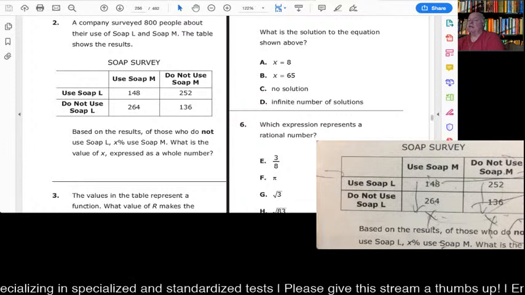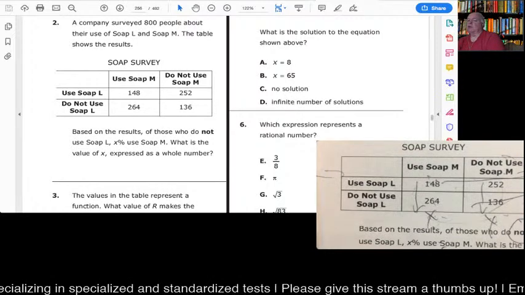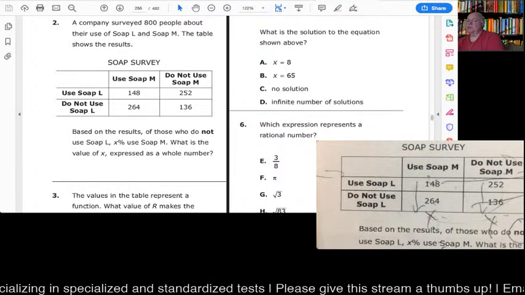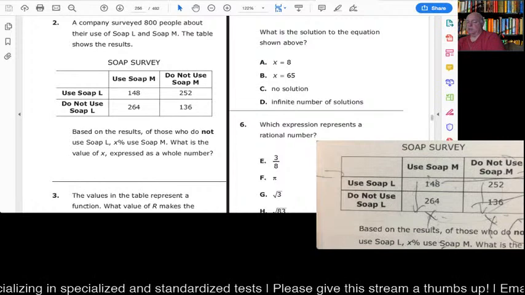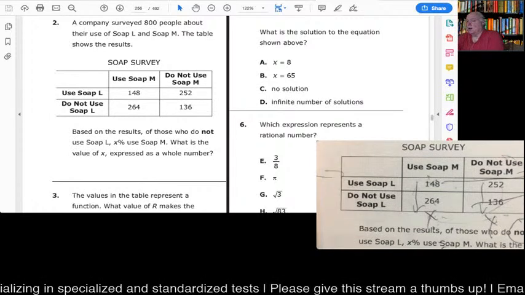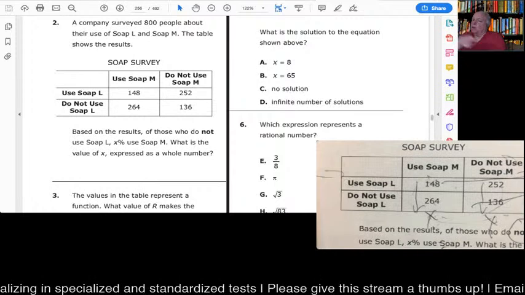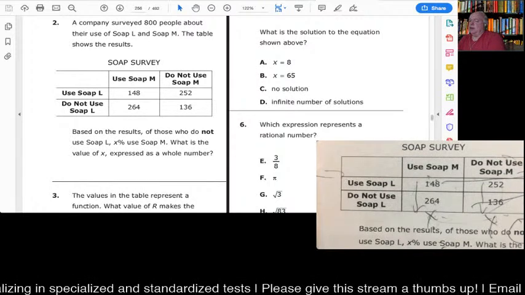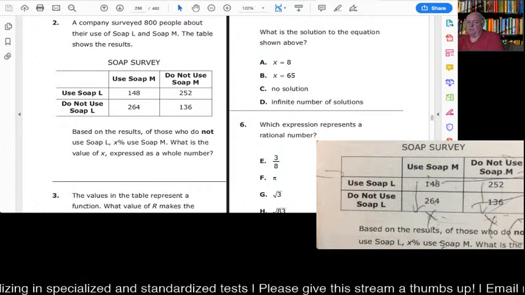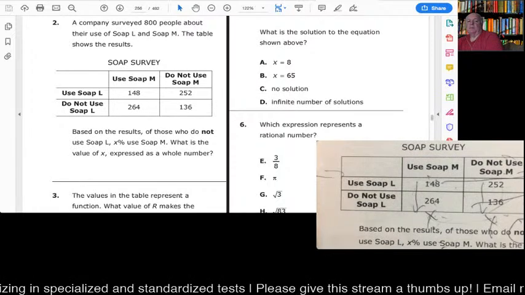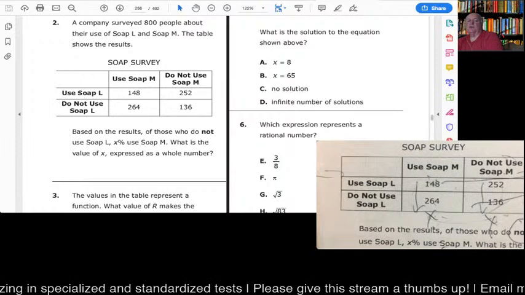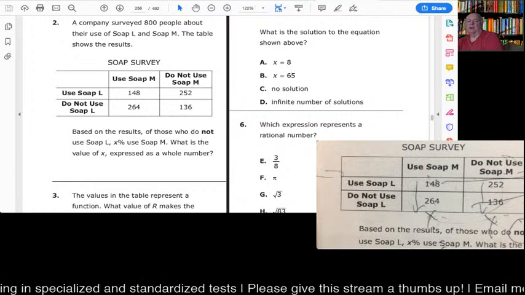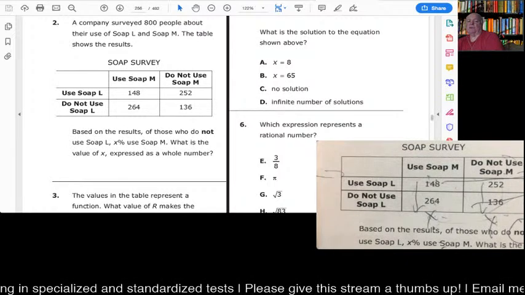The SHSAT has a rolling score based on the number of questions you get right. It's not just 1 point for each answer. The more questions you get right, the more points those subsequent correctly answered questions are. And it's not sequential. It's not question 1, question 2, question 3, question 5. It's based on the number that you get correct out of the 57 questions with a max of 47, right? So based on those results of those who do not use SOAP L, X% will use SOAP M. What is the value of X expressed as a whole number?